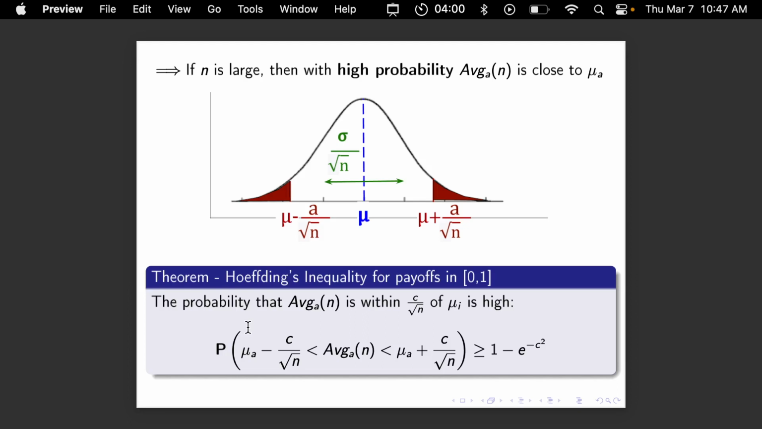And what do I mean by it's high? I mean the probability that you're between here and here is bigger than 1 minus e to the minus c squared. So c is some number, and this probability is at least 1 minus e to the minus c squared. It's getting very high as c gets large. That's what we're going to use, and this will control us. This will say if we play n rounds and n is big enough, then we can be sure that the averages we see are close to the real thing.